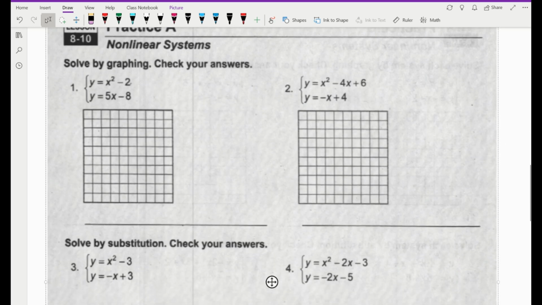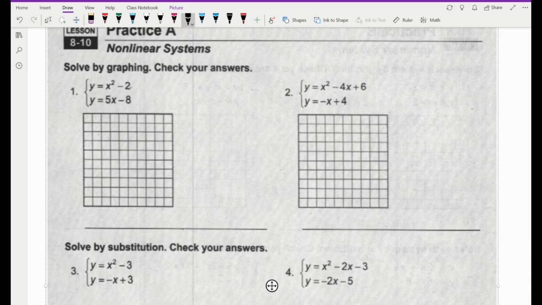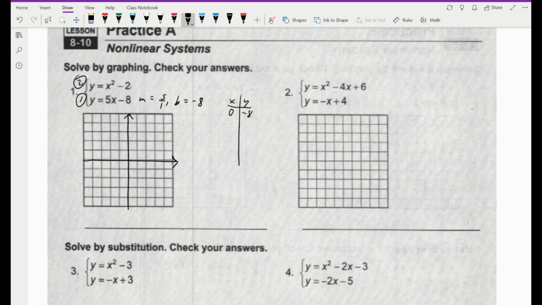Now let's look at number 1 here. It says it's solved by graphing again. So I always like to graph the linear equation first and then the y-intercept. The linear equation has a slope of 5 over 1 and a y-intercept of negative 8. Now negative 8 looks like it's going to be off the graph. So we can try another point. Maybe in this case, we'll make a little table here. We'll just plug in for x. We know if we plug in 0, we get negative 8, which is off the graph.